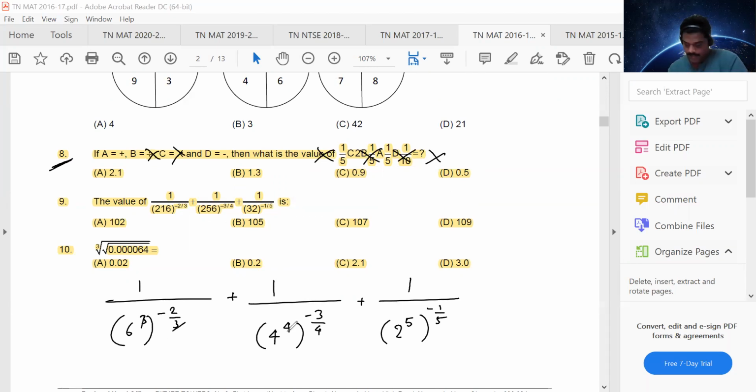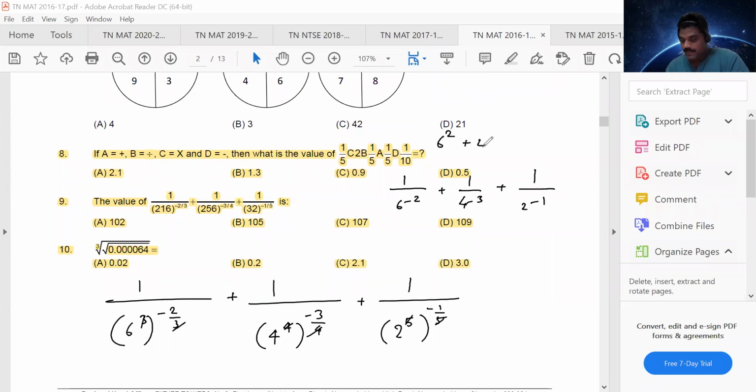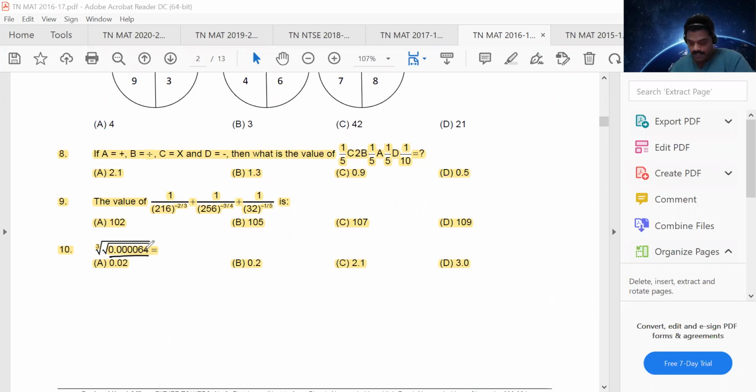So this 3 gets cancelled, 4 gets cancelled, 5 gets cancelled. So you are left with 1 by 6 power minus 2 plus 1 by 4 power minus 3 plus 1 by 2 power minus 1. Now 1 by 6 power minus 2 will become 6 square, this will become 4 cube, and this will become 2 power 1. So my result is 36 plus 64 plus 2, that is 102. Very simple, very easy one from your exponents and powers. 8th class students, 7th class students will do it. Moving on, next one.